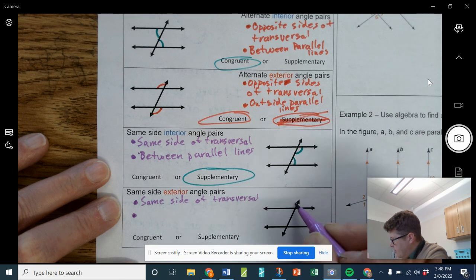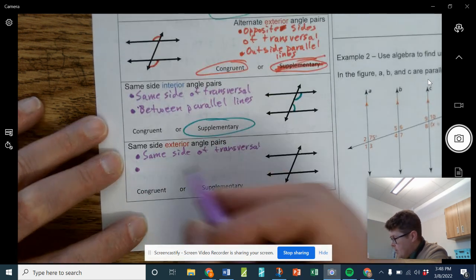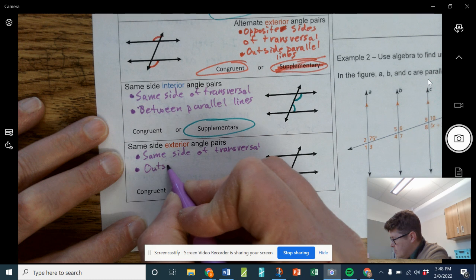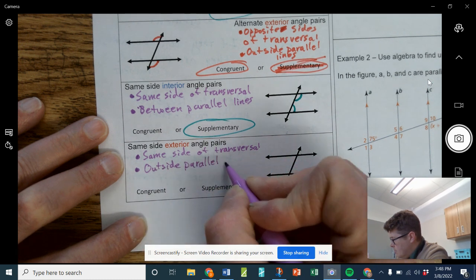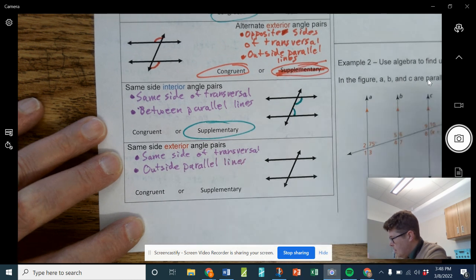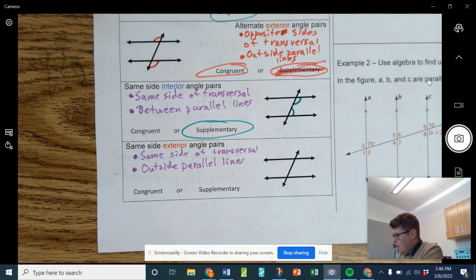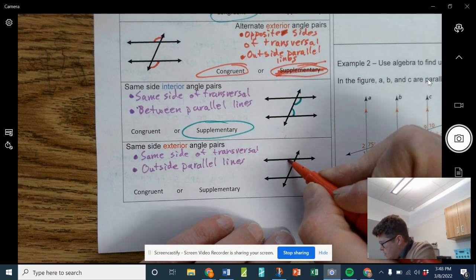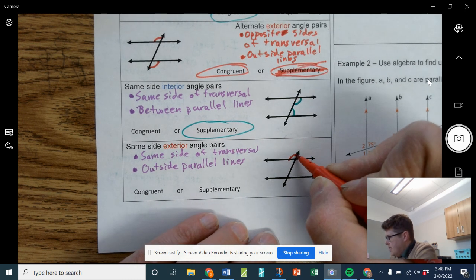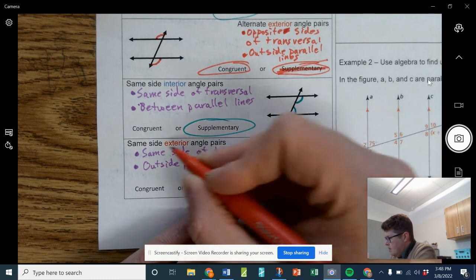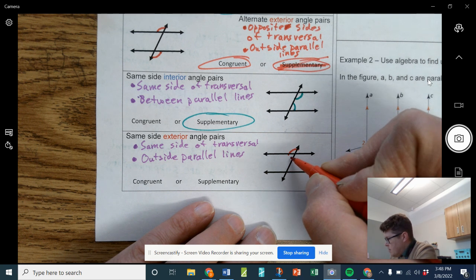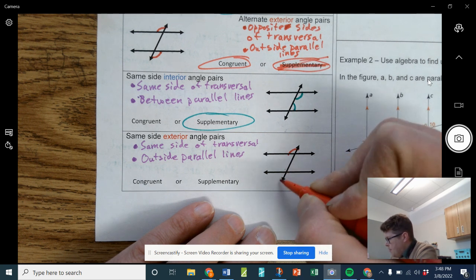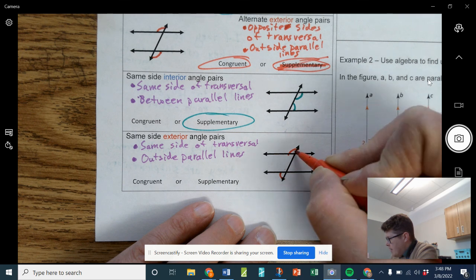Since they're exterior, they'll be outside the parallel lines. So if we just do this one right here, we go on the left side, and the corresponding angle of this is going to be on the left side as well. We've got this one and this one. Those are both interior. This one is on the exterior. So we've got these two right here.